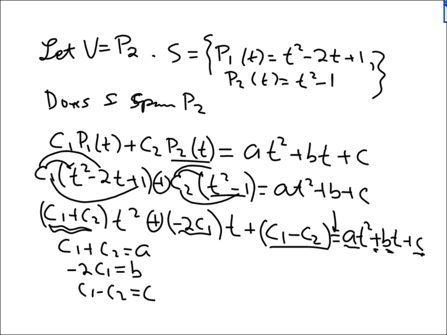Okay, so why don't we set up our matrix? 1, 1, a. The second one is negative 2C1 plus no C2s, and it equals b. The third one is 1C1 minus 1C2 is equal to c. So this here is the matrix.